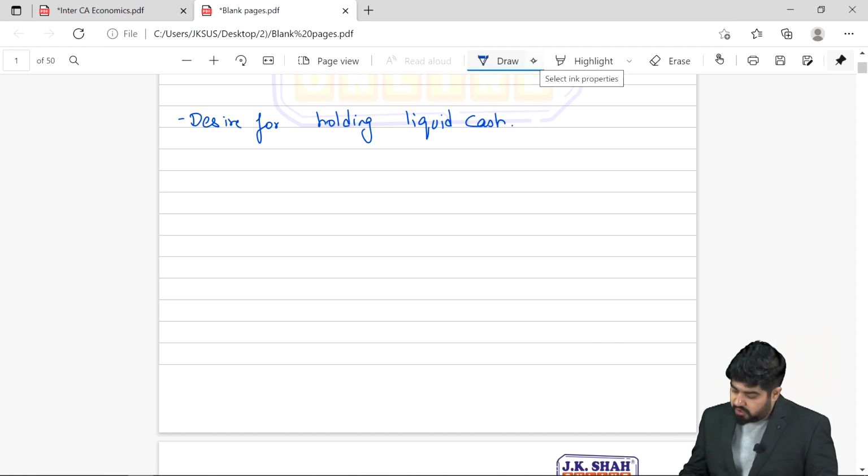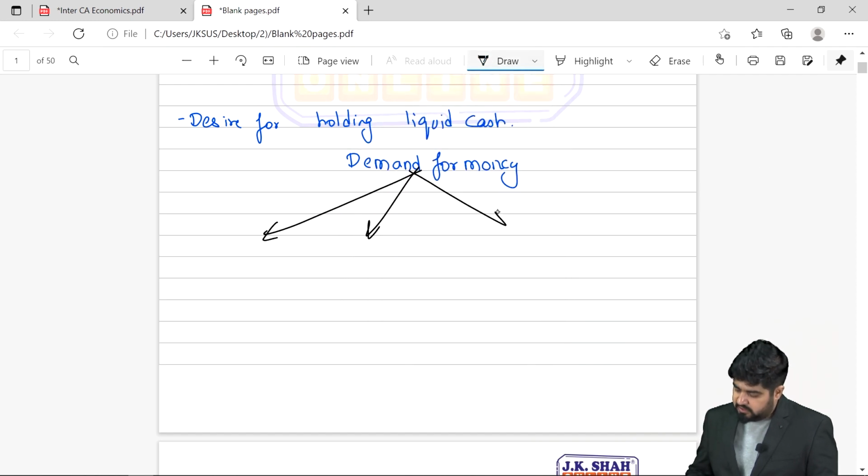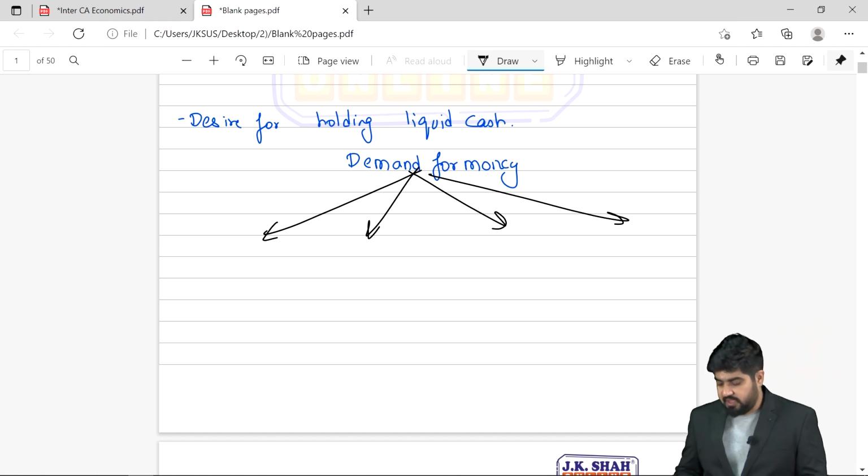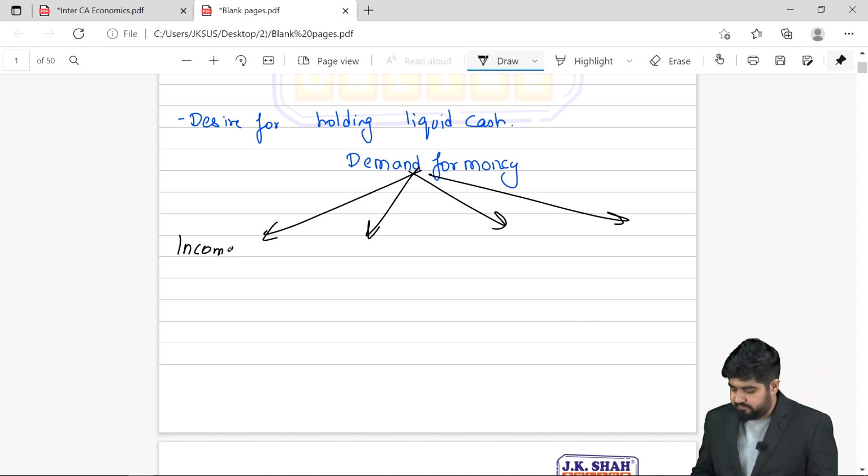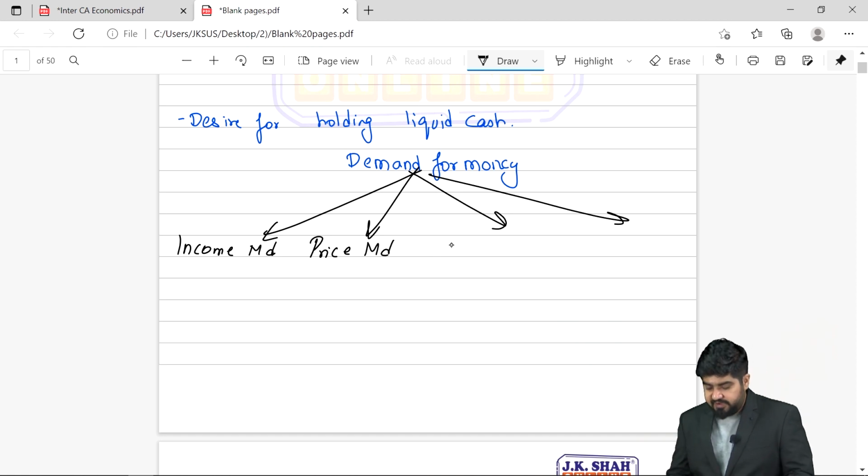Now, when we talk about demand for money, it can be influenced by four things. What are those four things? Let's talk about that. Number one, it is income. How income influences demand for money. Next one is price level and demand for money. Third one, friends, is interest rate and demand for money. Fourth and last one will be financial innovation and demand for money.